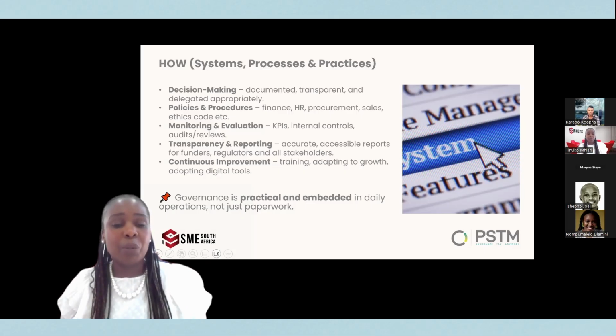We need to be able to measure ourselves. So do we have the systems in place to say, okay, fine, this is how we're performing. Those also need to be put in place. Transparency and reporting, very, very important. We should be able to provide accurate, accessible reports to funders, regulators, and all stakeholders, including ourselves. We must report also to our staff and our employees, ensure that we engage with them on a regular basis.